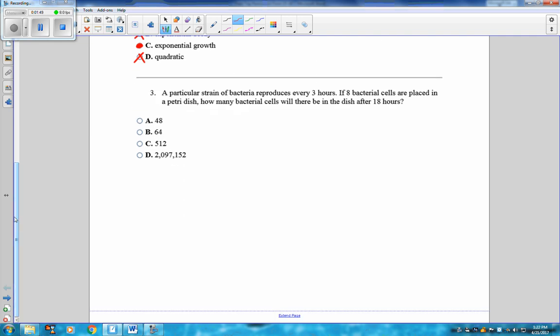Problem 3 says that a particular strain of bacteria reproduces every 3 hours. If 8 bacterial cells are placed in a Petri dish, how many bacterial cells will there be in the dish after 18 hours? So from here, we have to create an exponential equation because it says they reproduce every 3 hours. So if I start off, in this case, with 1, 2, 3, 4, 5, 6, 7, 8 bacteria cells.